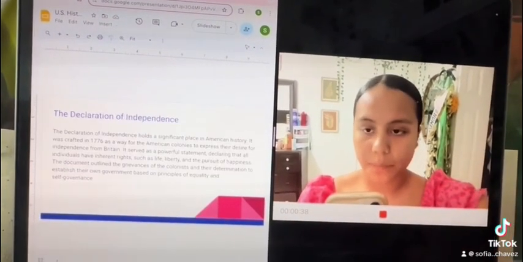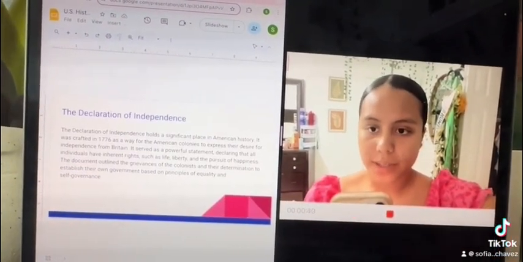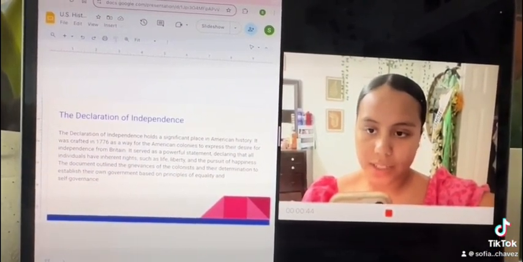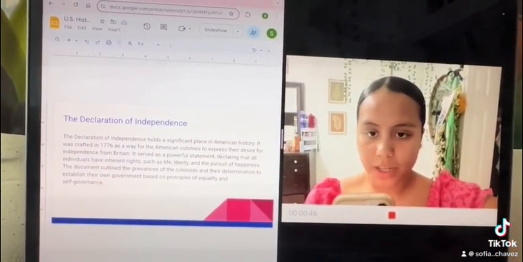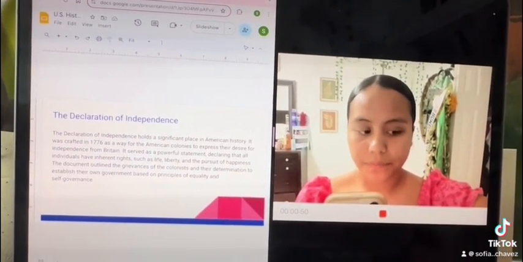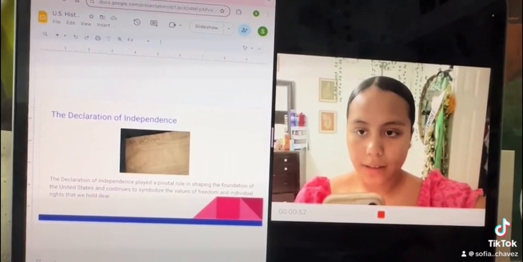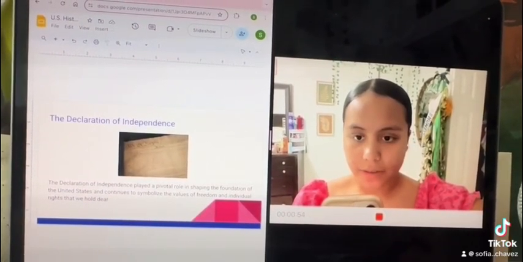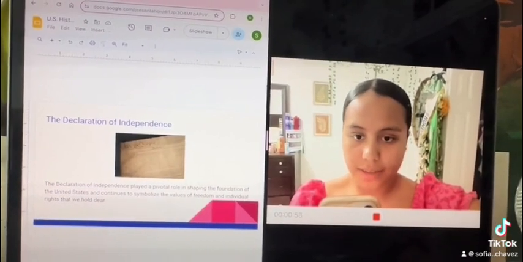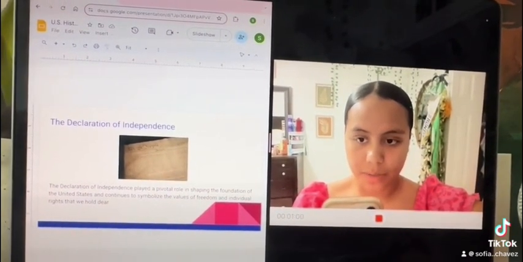America was born. The Declaration of Independence holds a significant place in American history. It was crafted in 1776 as a way for the American colonies to express their desire for independence from Britain. The Declaration of Independence plays a pivotal role in shaping the foundation of the United States and continues to symbolize the values of freedom and individual rights that we hold.